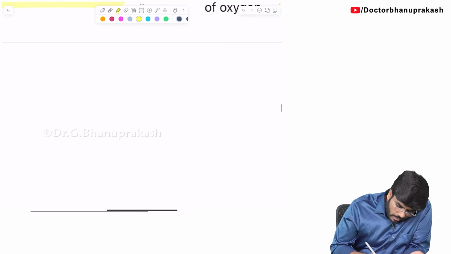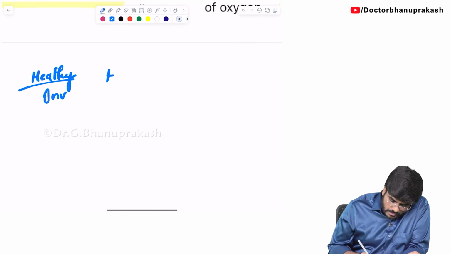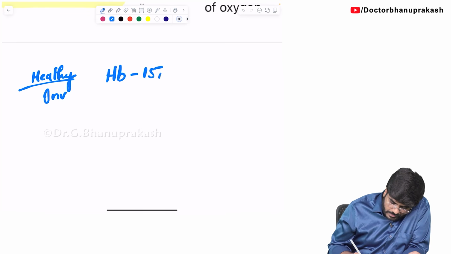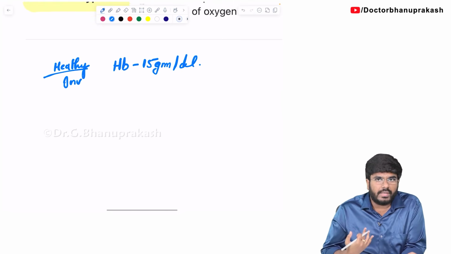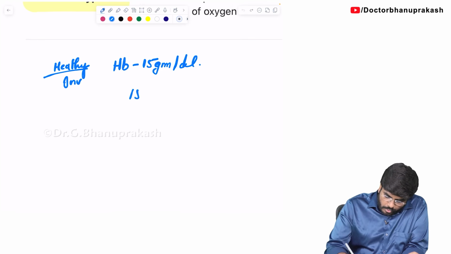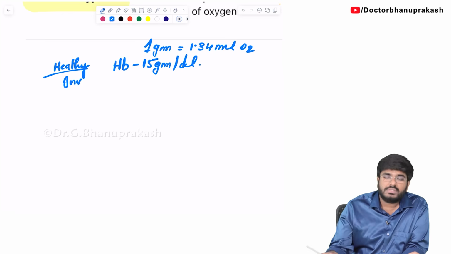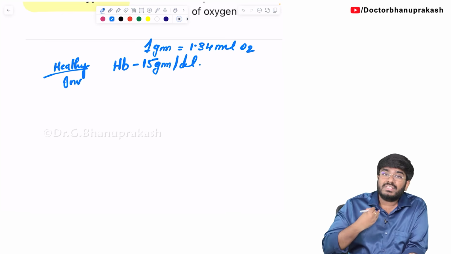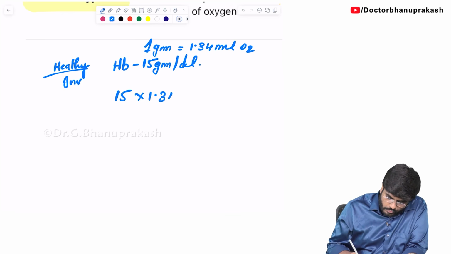Let me tell you. In a healthy individual, how much hemoglobin will be present? Let's say 15 grams of hemoglobin is present in every deciliter of blood. So my Hb value is 15. We all know that 1 gram of hemoglobin can carry 1.34 ml of oxygen. This is normal. So now tell me, what is my oxygen carrying capacity? 15 grams times 1.34. How much?